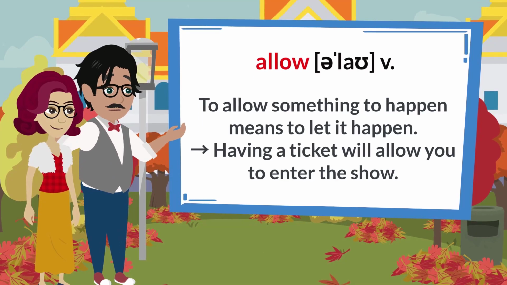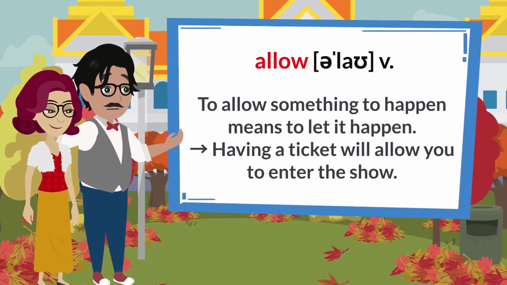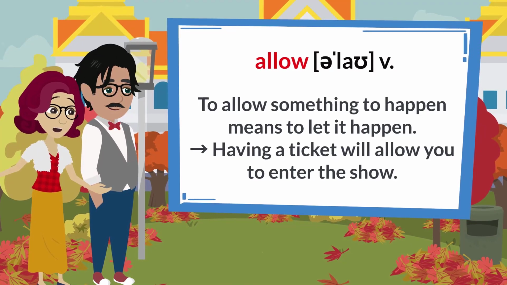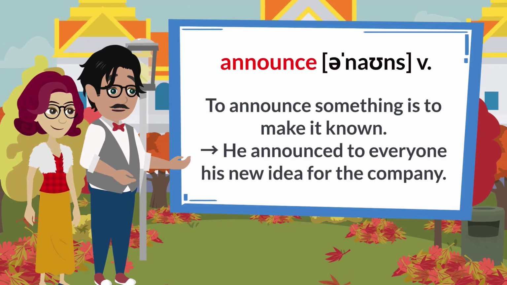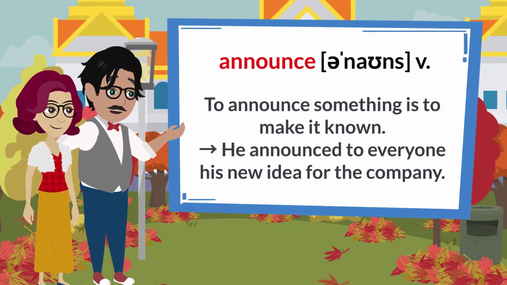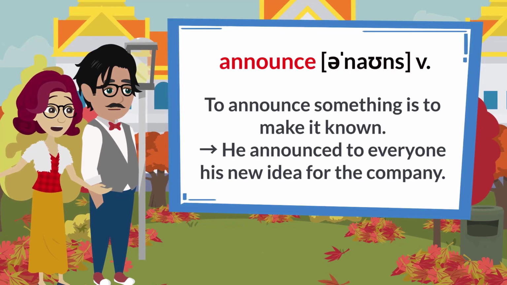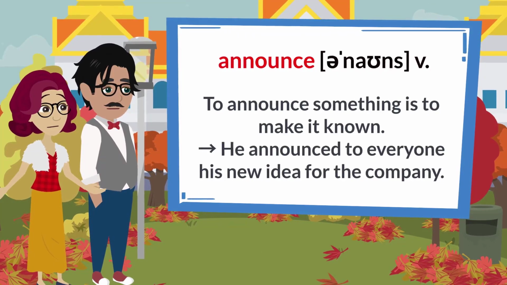Allow. To allow something to happen means to let it happen. Having a ticket will allow you to enter the show. Announce. To announce something is to make it known. He announced to everyone his new idea for the company.